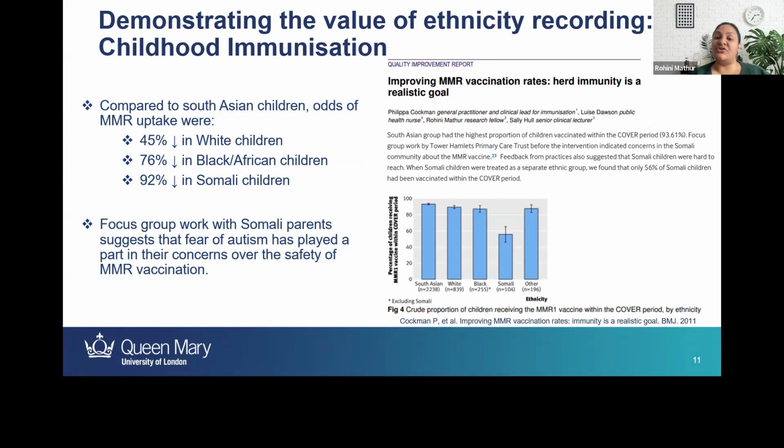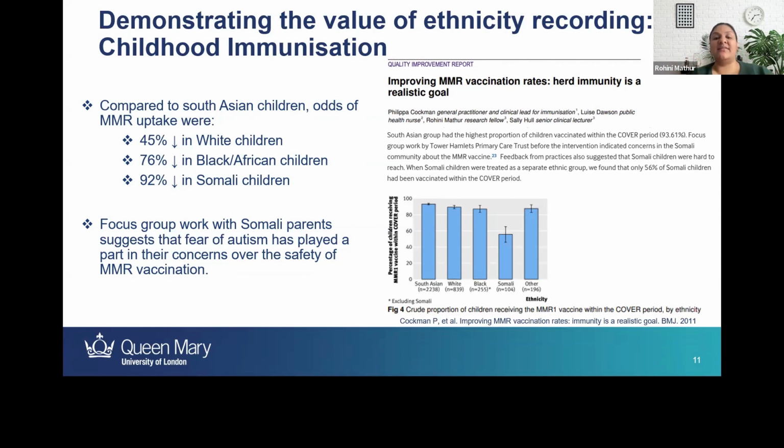And before the intervention, we conducted some focus group work across Tower Hamlets, which indicated concerns in the Somali community about the MMR vaccine, particularly around fears of autism. And thanks to the high quality ethnicity data we had available in our electronic health records, we were able to separate out people of Somali ethnicity to investigate their healthcare usage and needs further.